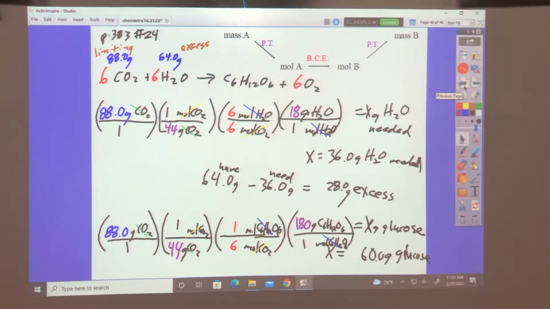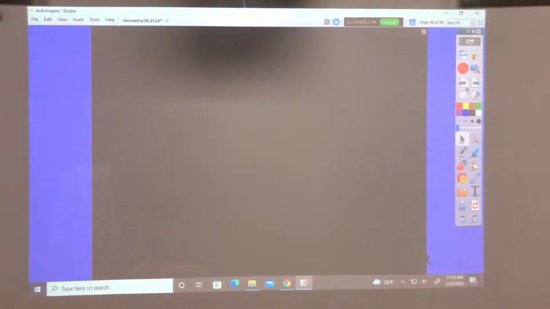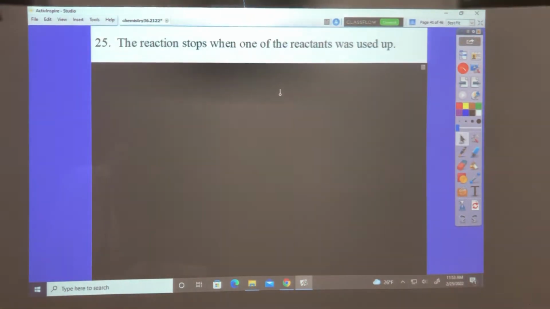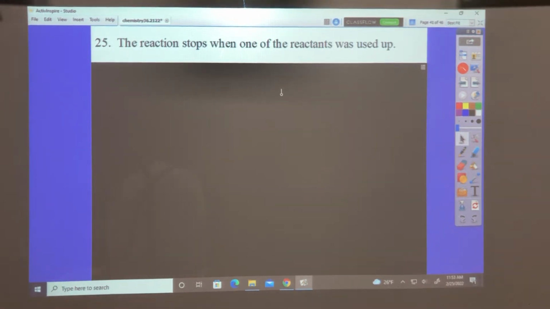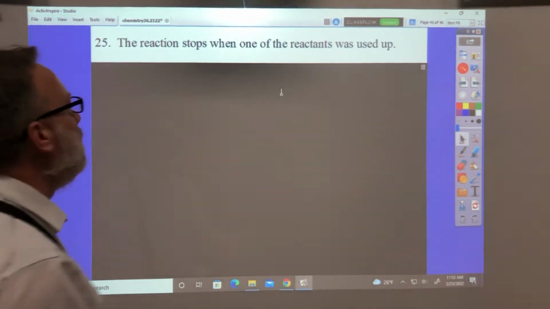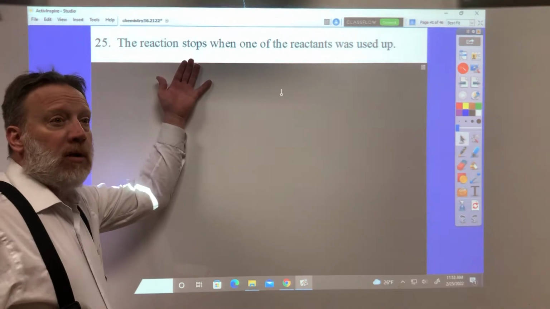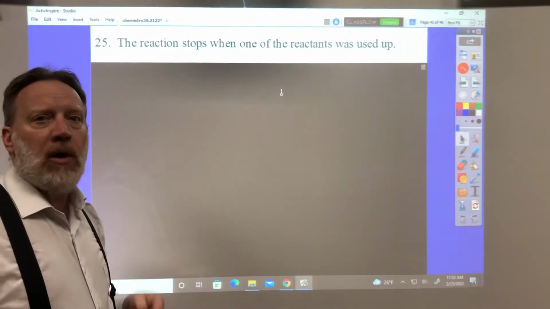All right, so on to number 25, page 384. Describe the main reason why a reaction between two substances comes to an end. You run out of one of them, and the reaction can't go anymore.